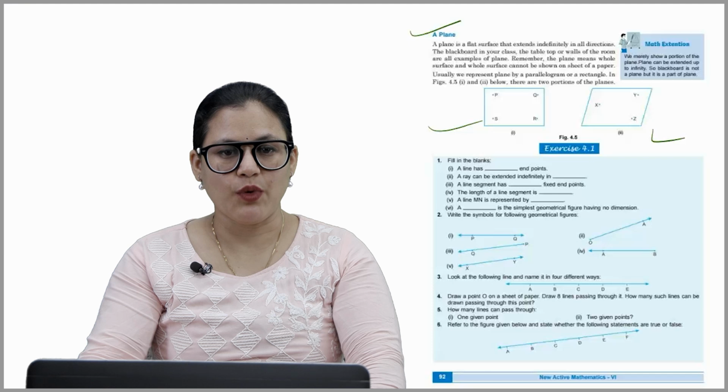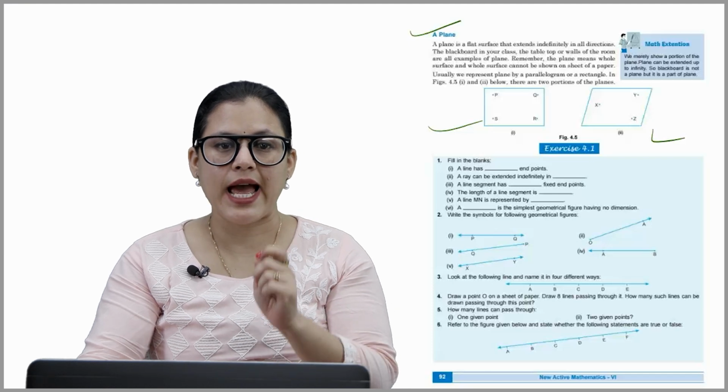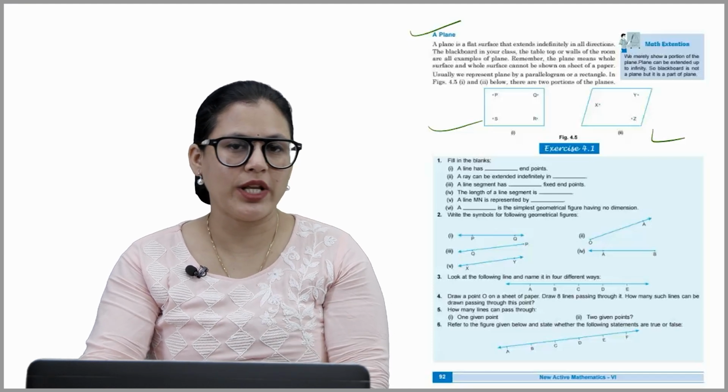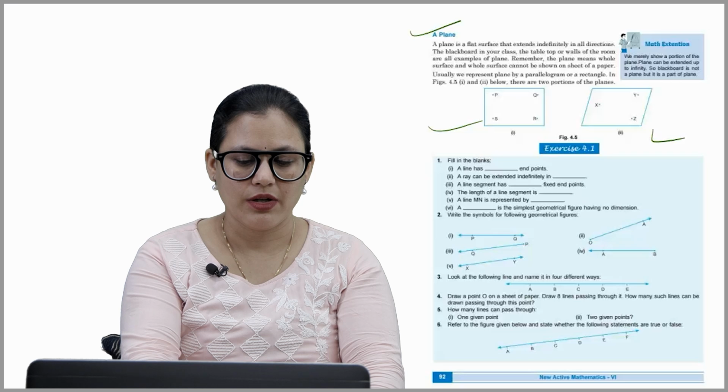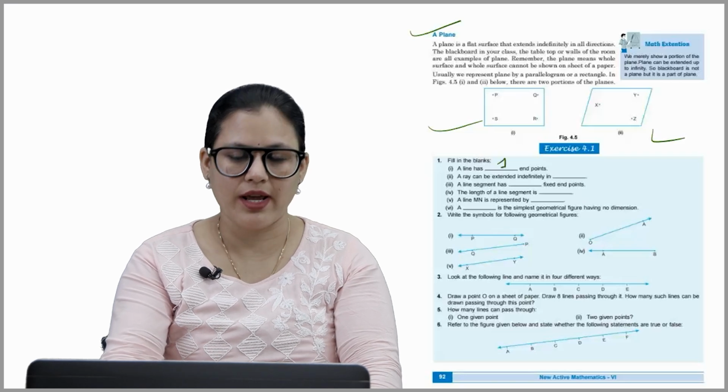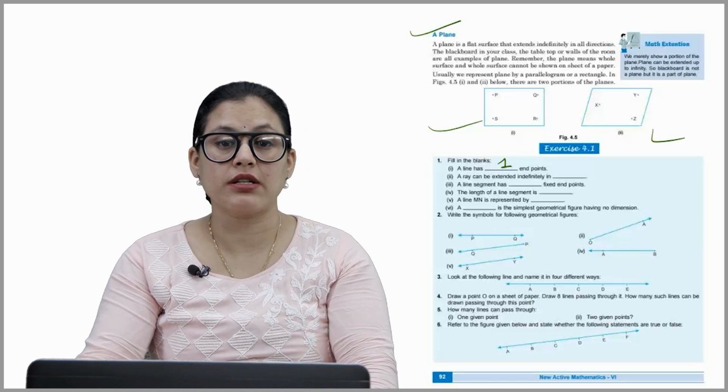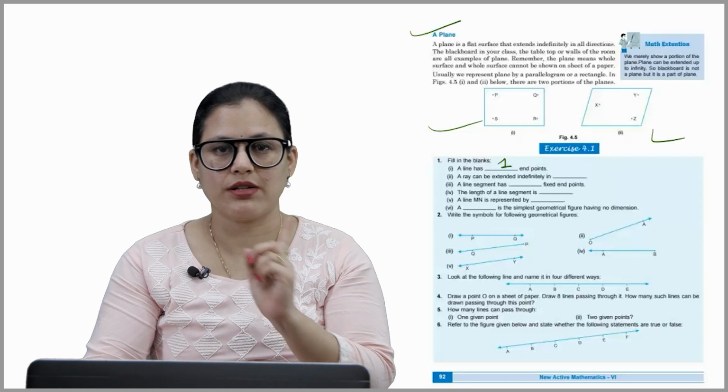Let's do exercise 4.1, fill in the blanks. A ray has dash endpoints. How many endpoints does a ray have? It has only one endpoint. A ray can be extended indefinitely in one direction.